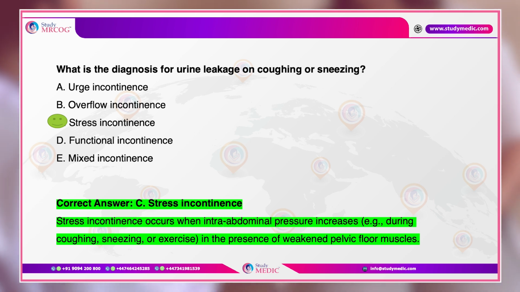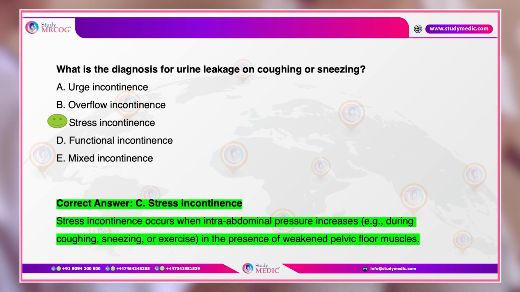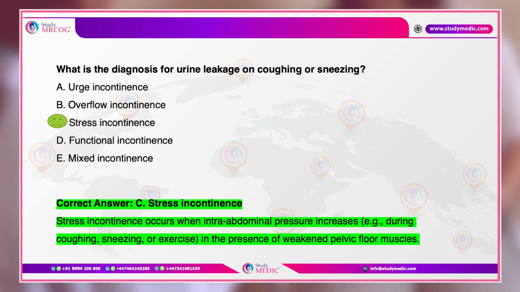Now, what is urge incontinence? Urge incontinence is a sudden urge to pass urine, associated with detrusor overactivity. It is not stress that is triggering it. Overflow incontinence is incomplete bladder emptying due to obstruction or weak bladder contractions, which leads to dribbling. Functional incontinence is caused by physical or cognitive barriers to reaching the toilet in time, and it is not related to stress, coughing or sneezing.